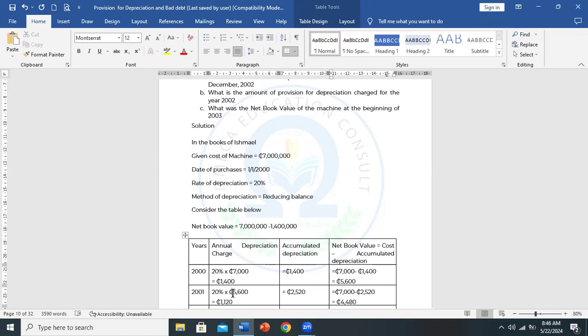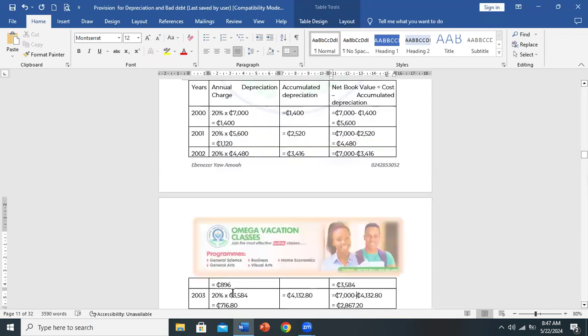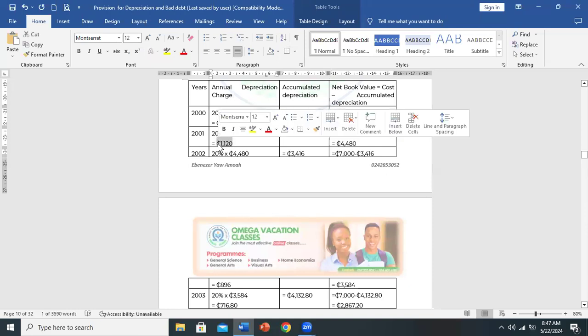Please, is that okay? Can I continue? Okay, I believe we can move on. So in the second year, it's going to be 20% on the 5,600,000, which is the net book value of the asset at that time. When we do the calculation, we are going to get a depreciation of 1,120,000.